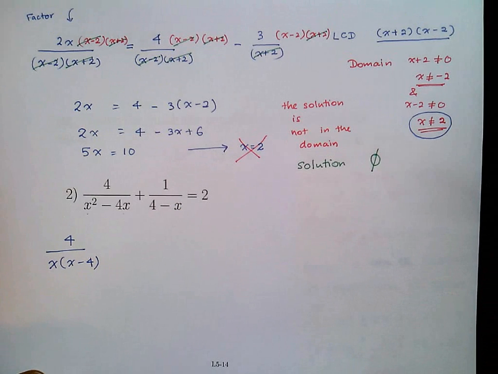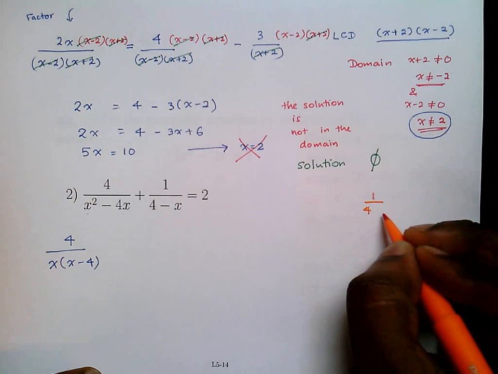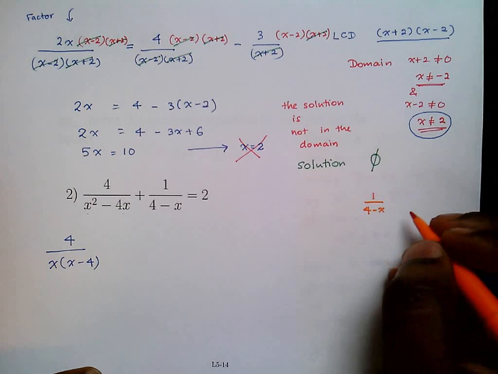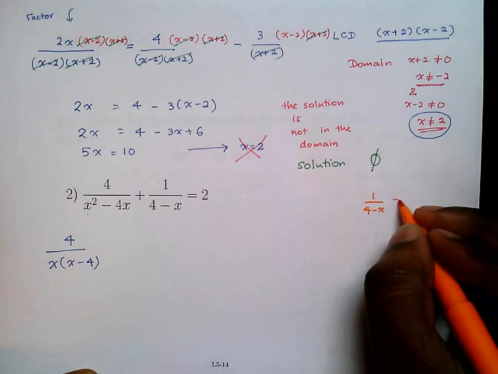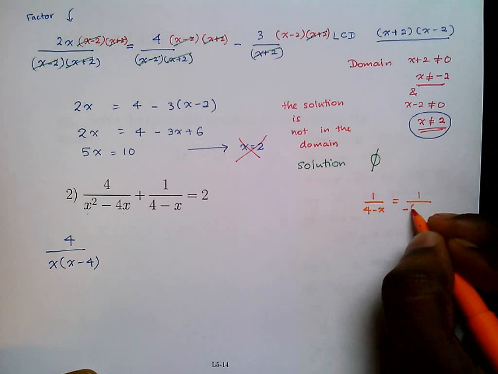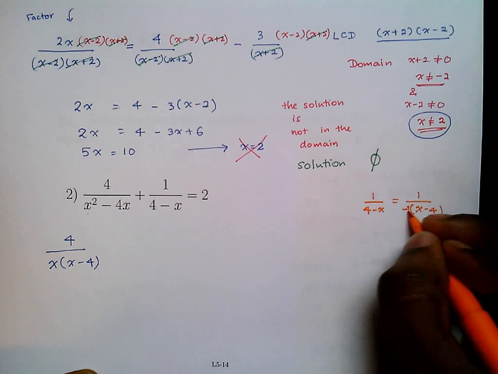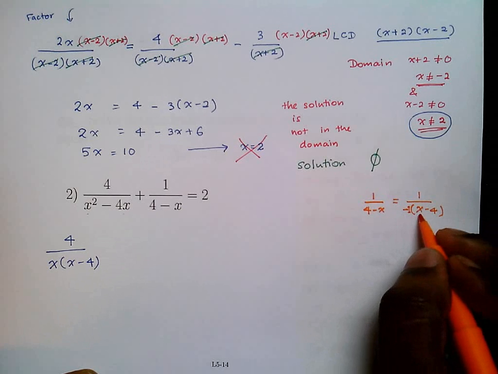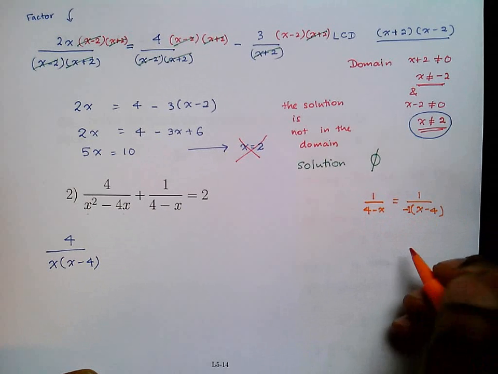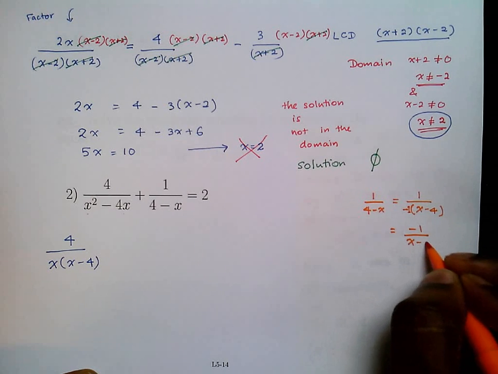Well, on a side, I'll just show you the simplification that I will use. So you have 1 over 4 minus x. Okay, and that is the same as 1 over negative 1 times x minus 4. Why? Because when you distribute it, you get negative x and you get plus 4, so 4 minus x. By rule of signs, we can just say this is negative 1 over x minus 4.